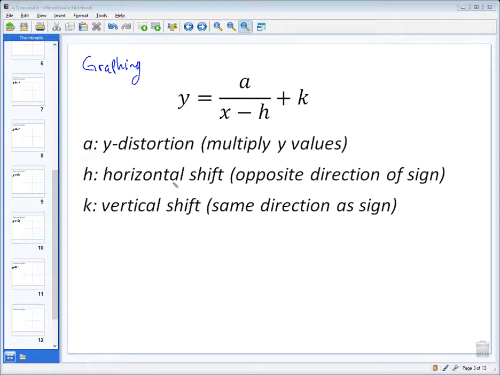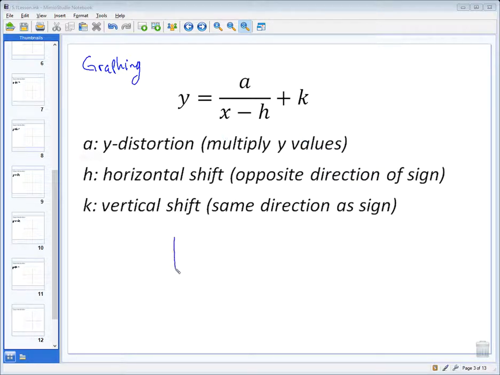Your h value is your horizontal shift. Remember that goes in the opposite direction of the sign. So if this says x minus 2, then we will move the whole function to the right 2 spots. Your k value is your vertical shift in the same direction, meaning if this says plus 3, we would move the entire function up 3 spots. And the a value here is your y distortion, which means you're going to multiply all of your y values, your key points, by that value.